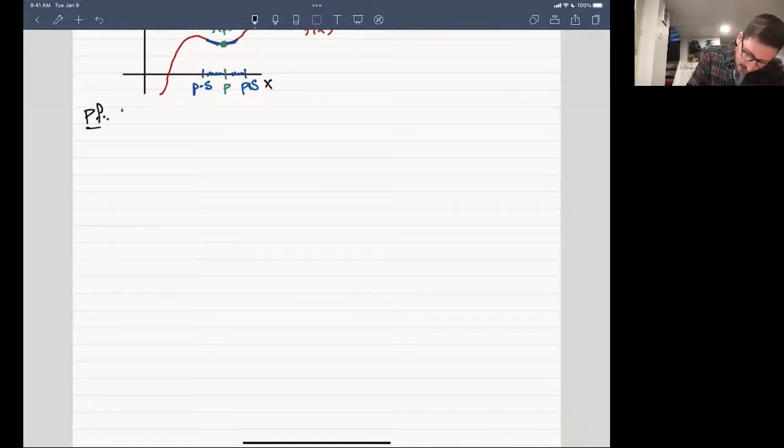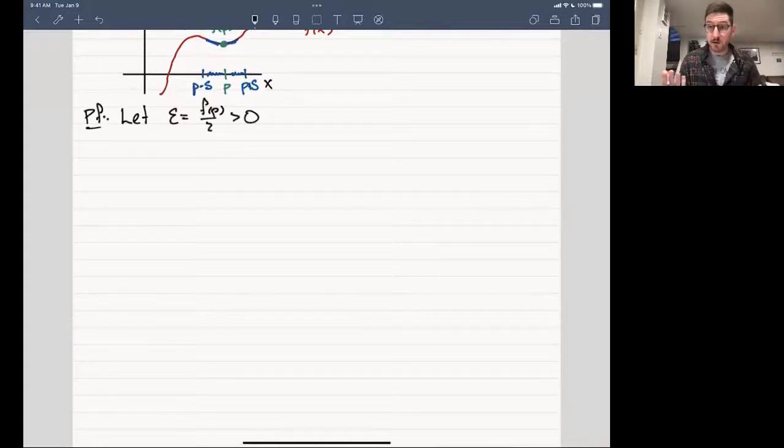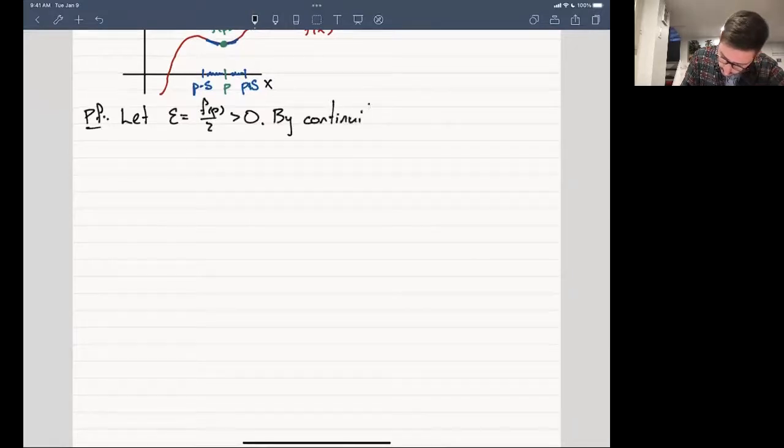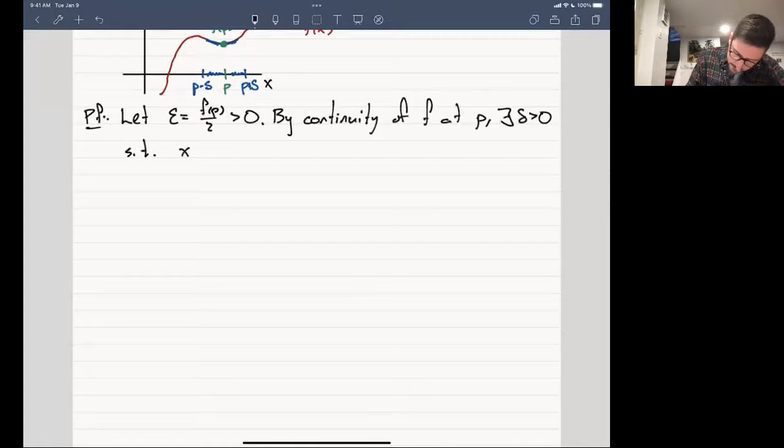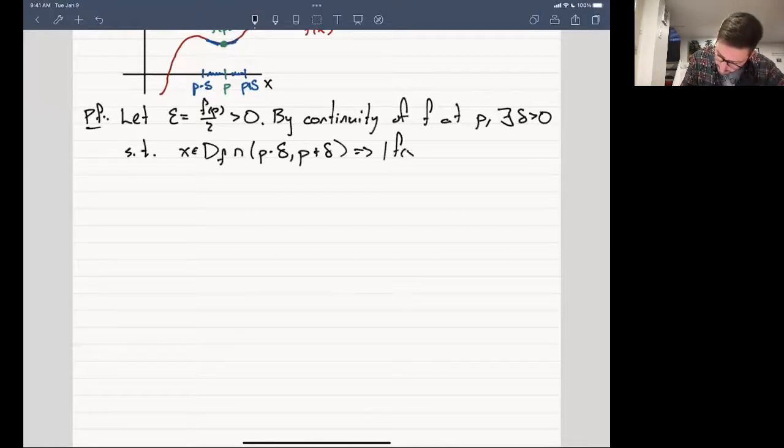Let's check it out. Okay, let epsilon equal f of P divided by 2, which is clearly a positive number. f of P is positive, so half of it is again positive. And so now I have a positive number epsilon. By continuity of f at P, there exists a delta greater than 0 such that if x is in the domain of f and delta close to P, this implies that the absolute value of f of x minus f of P is less than epsilon. Right, so that's just the definition of continuity.